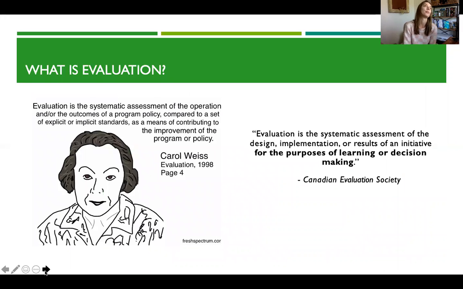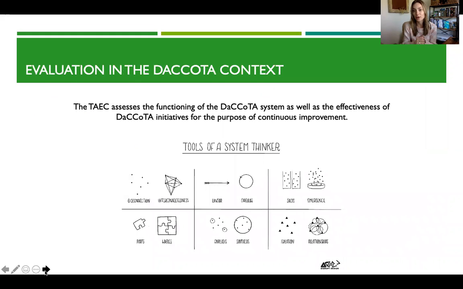So starting us off a little bit today, what is evaluation? The traditional definitions are that evaluation is systematic assessment of the design, implementation, or results of an initiative for the purposes of learning or decision making. So in the DaCCoTA context, what that really means is we're assessing not only the functioning of the DaCCoTA system itself, so all the different moving parts, how all the different cores work together, but also how that contributes to outcomes that we're looking for our awardees, and then also for all DaCCoTA sponsored initiatives.